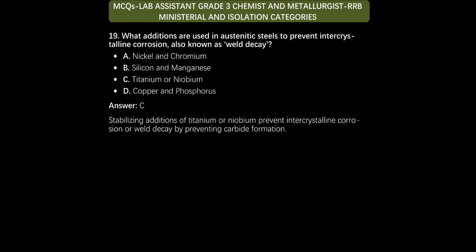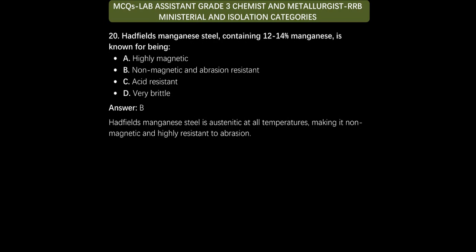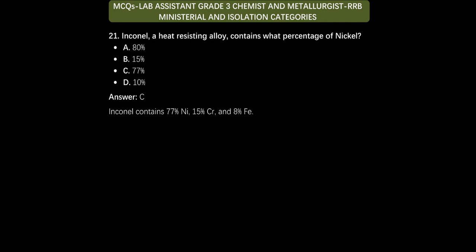What additions are used in austenitic steel to prevent intercrystalline corrosion, also known as weld decay? Option C, titanium and niobium. Hadfield manganese steel containing 12 to 14% manganese is known for being option A, non-magnetic and abrasion resistant. Inconel, a heat-resisting alloy, contains what percentage of nickel? Option C, 77.